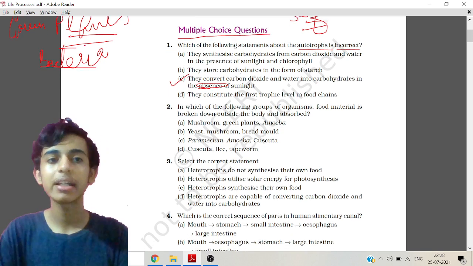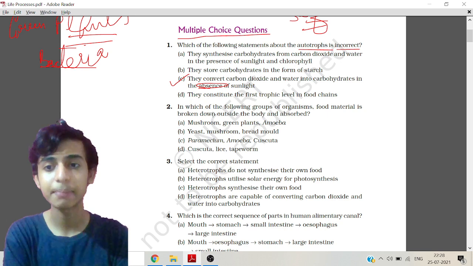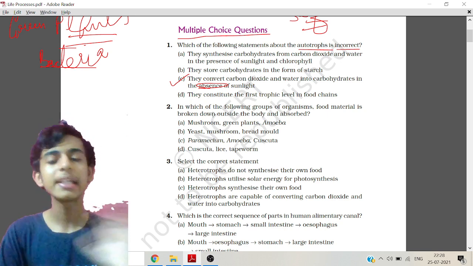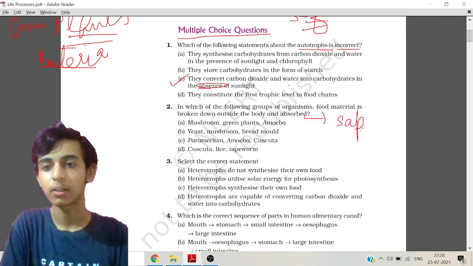Okay. Moving ahead with the second question, which says, in which of the following groups of organisms is food material broken down outside the body and absorbed? So indirectly we have to relate it with the saprotrophs.